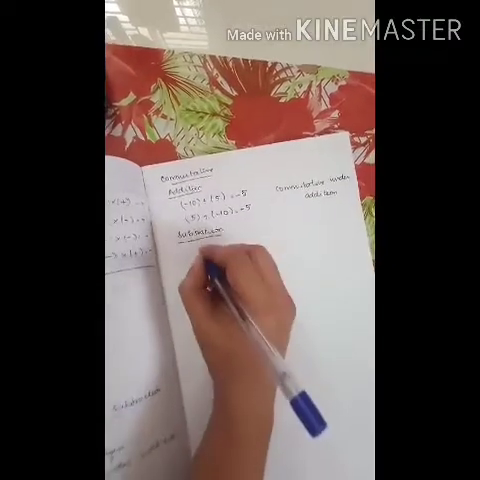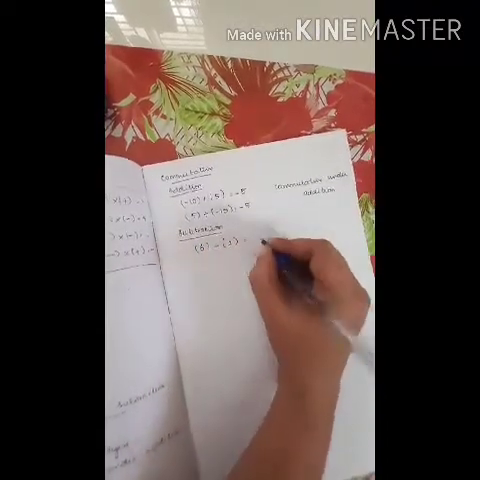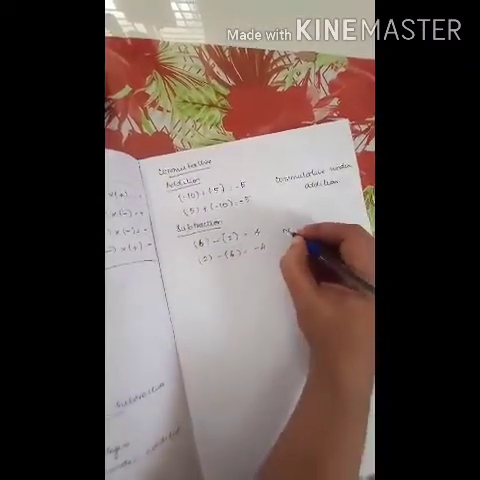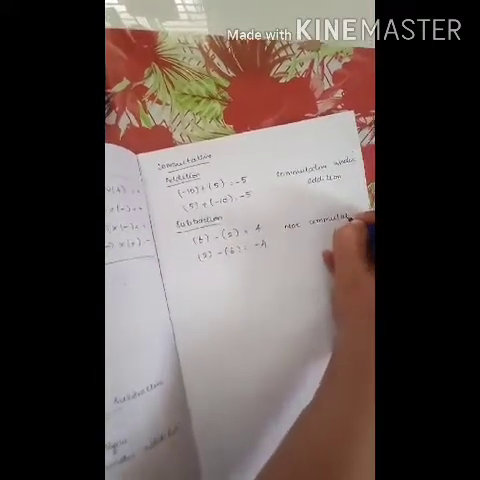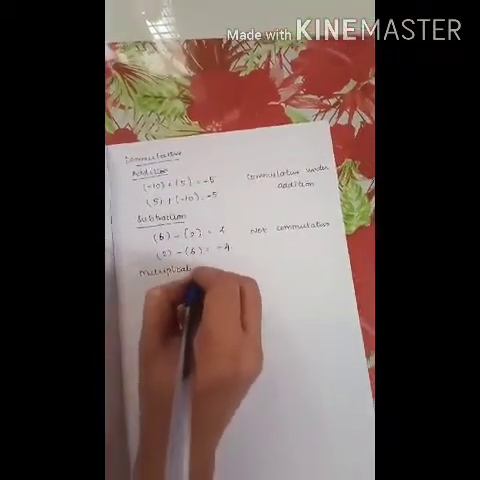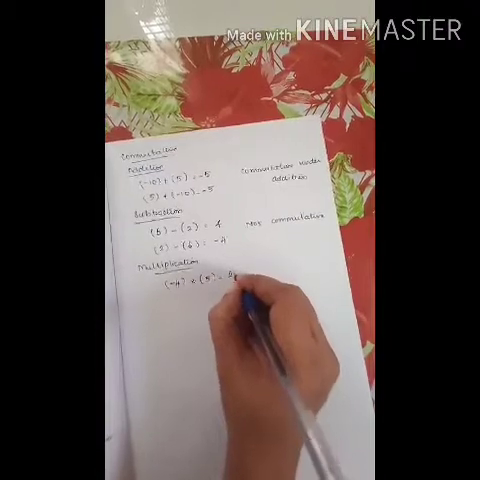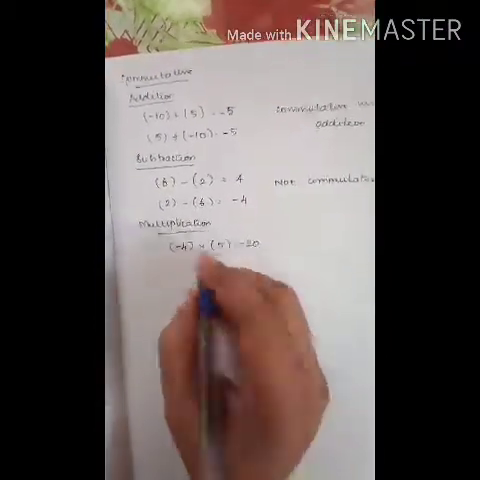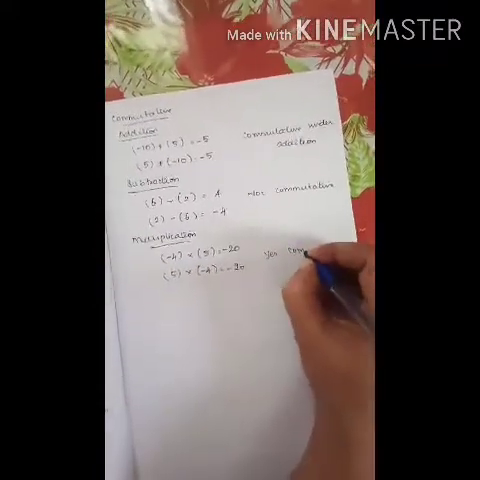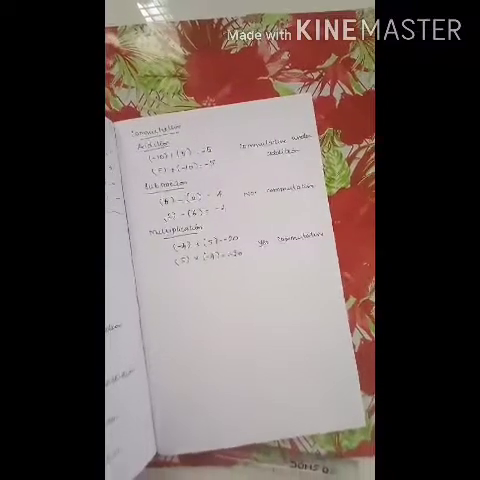Next, when you come to subtraction, for example, 6 minus 2. What answer will you get? 4. In the same way, when you change it to 2 minus 6, you will get the answer as minus 4. So it is not commutative under subtraction. Next, for multiplication, minus 4 into 5 is minus 20. 4 fives are 20, minus into plus is minus. In the same way, when you change it, 5 into minus 4 is also minus 20. So yes, it is commutative under multiplication. So I think this property will be clear.